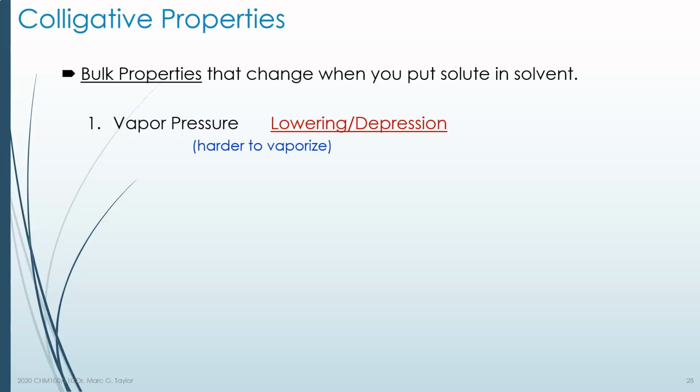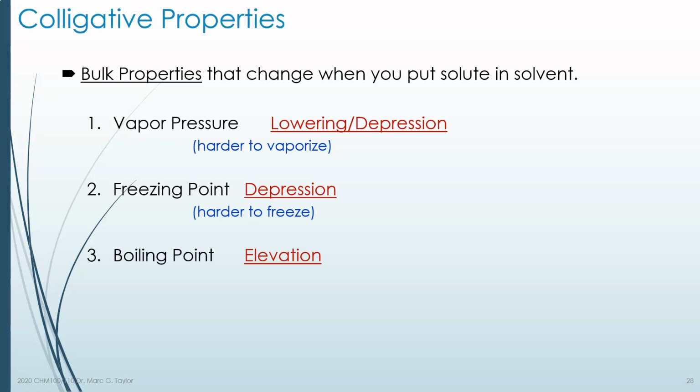Vapor pressure will actually go down if you dissolve more solute in solution. So in other words, it's harder to vaporize. The vapor pressure will be depressed or lowered because it's harder to make that solvent turn into vapor. Freezing point depression. This is because it's harder to freeze, and we'll talk about that as well. Boiling point elevation, because it's harder to boil.